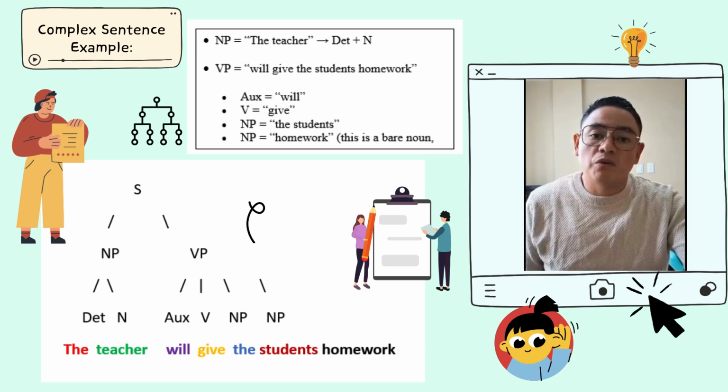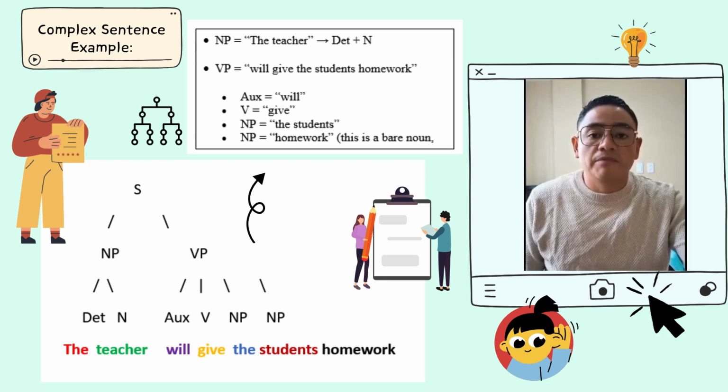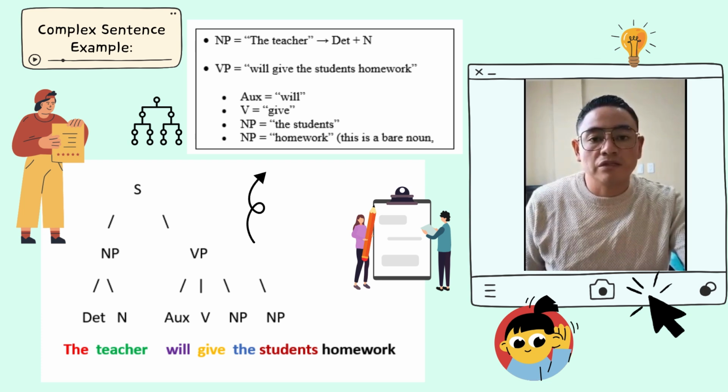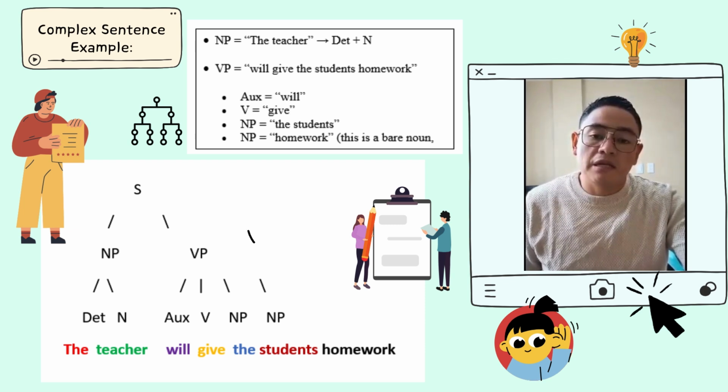This sentence adds a more complex verb phrase. The main verb "give" takes two noun phrases as complements: the indirect object, "the students", and the direct object, "homework". The auxiliary "will" helps mark the future tense. This shows how even a more complex tree still follows a logical structure.